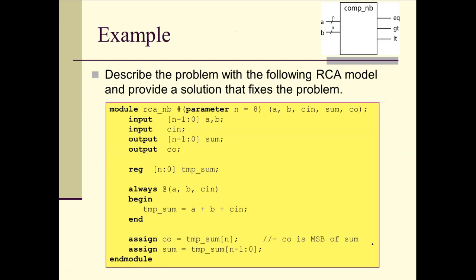So this is an example. It looks a little bit different than the other example. The previous example worked great. This one actually has a problem in it, but it is a kind of non-tricky approach of modeling a ripple carry adder.